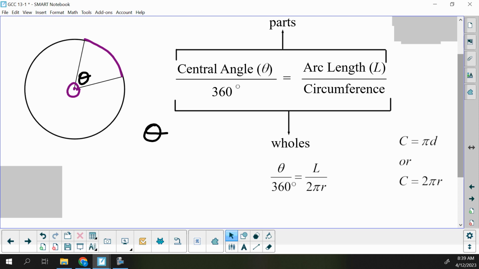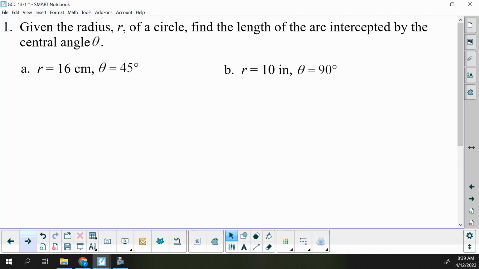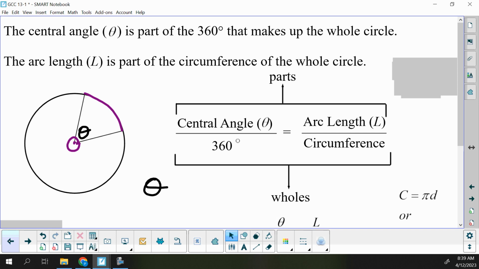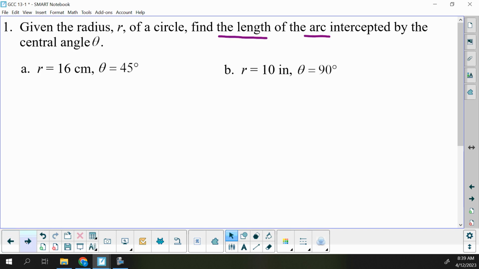All right, so let's go to the next page and see if we can practice that proportion. So given the radius r of a circle, find the length of the arc intercepted by the central angle. So in the question, we want to focus on the fact that they want us to find the length of the arc, or in other words, the arc length. So the connection we want to make is, oh, we're just going to use the proportion that we saw on the previous page. So we're going to have theta, our central angle, over 360 equals our arc length over 2 pi r, which is the circumference.